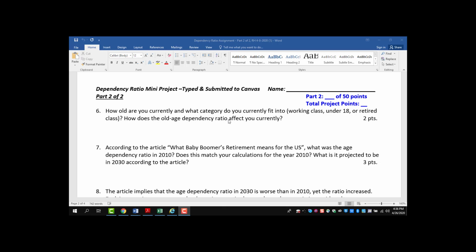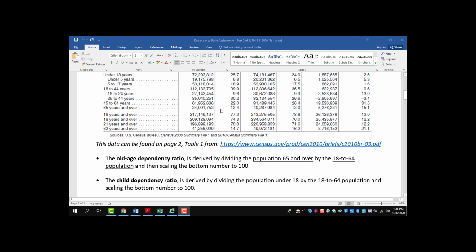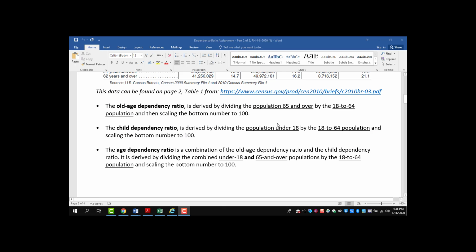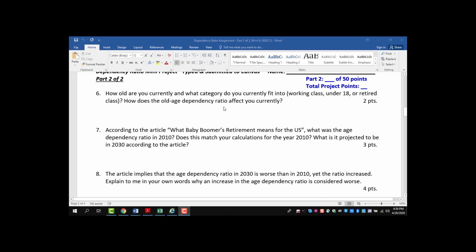How does the dependency ratio affect you currently? Well, it's hard to see, but it's not just the ratio. Look at the 65 and older and how they're increasing in numbers by a larger percent. And then if you take the 45 to 64, there's a lot of people in this age group that are needing Social Security, needing health care. So the priorities of the country have to be to take care. You just can't let the old people die.